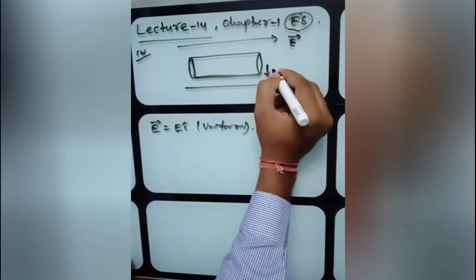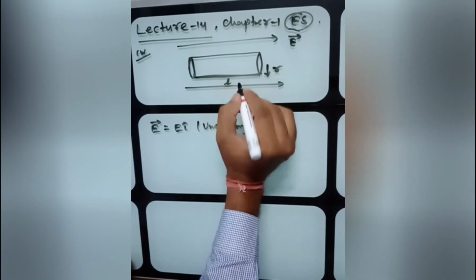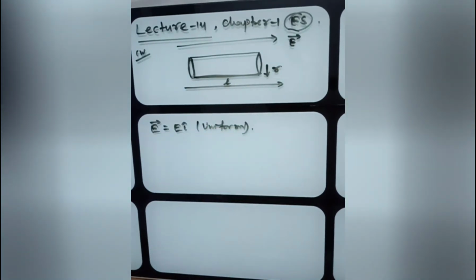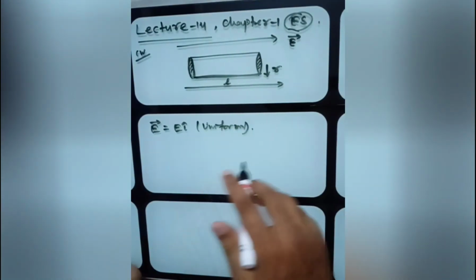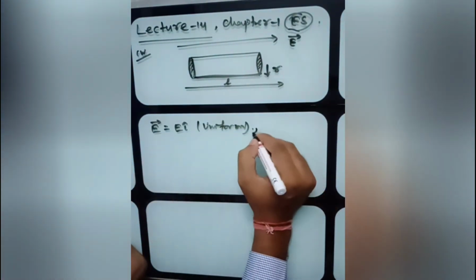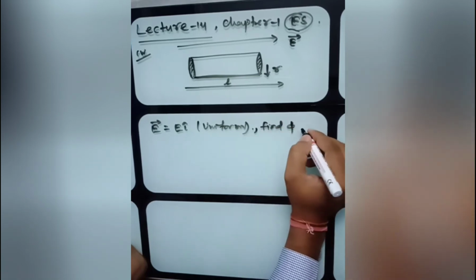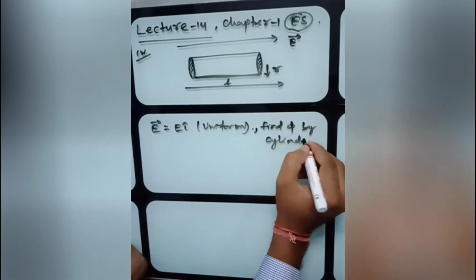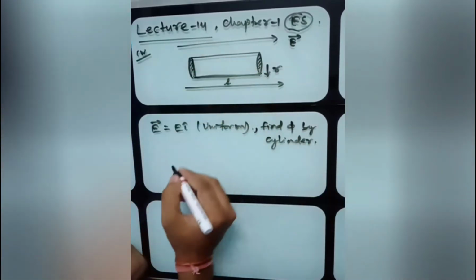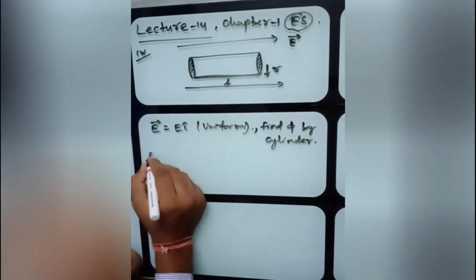Okay, now the radius of the cylinder is R and the length is L. The cylinder has length L and R is the radius. You have to find the flux through or by the cylinder. This is your question. Okay, try to solve this question. Pause the video and try to solve it. Okay, now the answer, student.